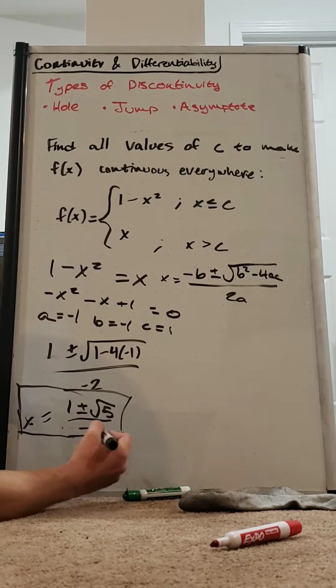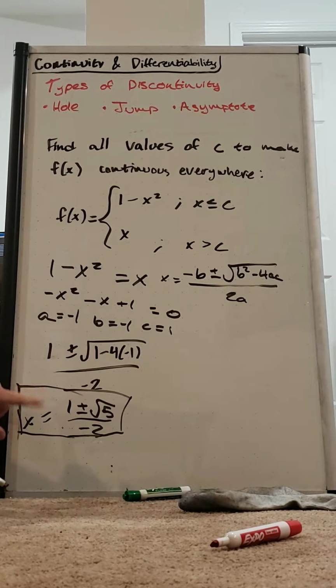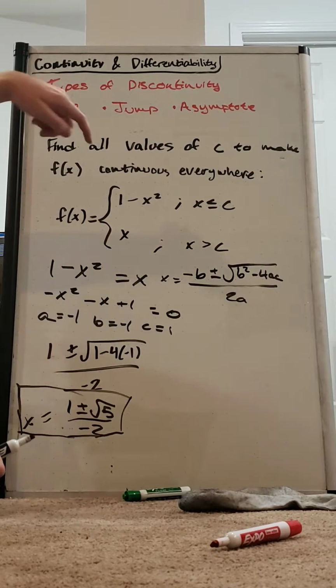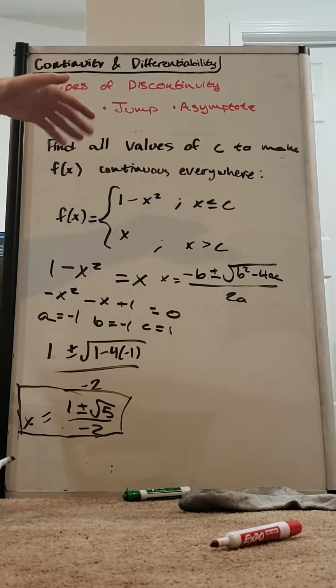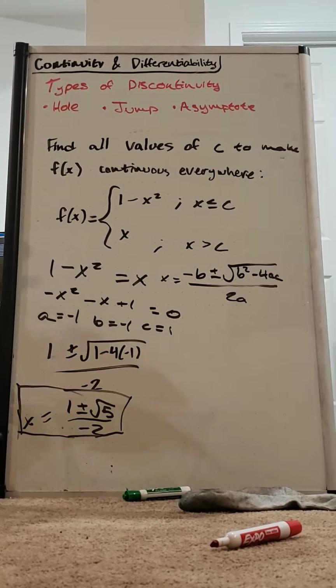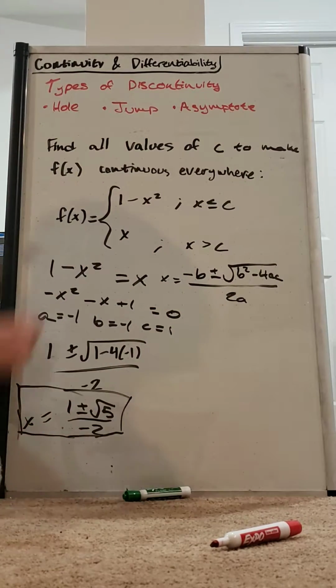So if c is 1 plus square root of 5 over -2, that would be a solution to make this function continuous. Or if it was 1 minus square root of 5 over -2, that would also make it continuous. So that's how you solve that one. And that's actually really close to the golden ratio, if you care about that.